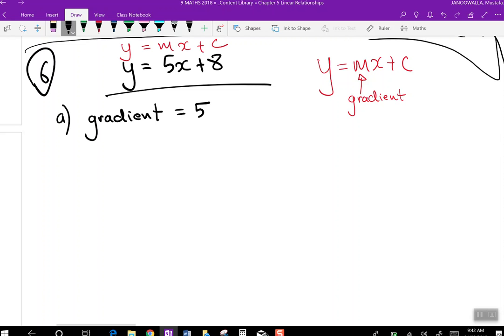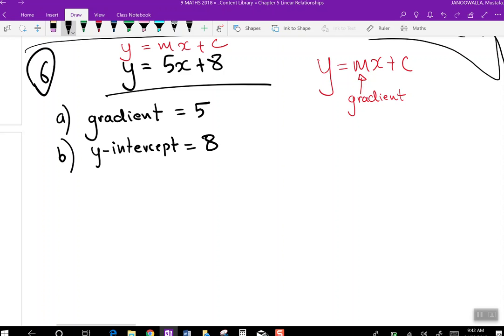So that's part A done. Part B says, what is the y-intercept? So the y-intercept is 8, because that's what your c is. Good.